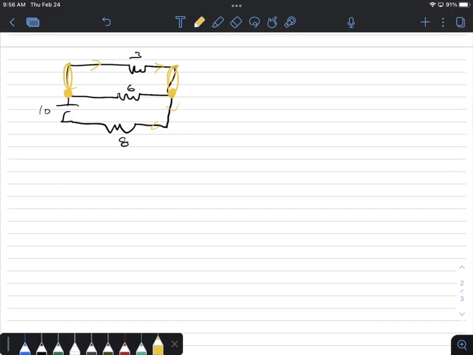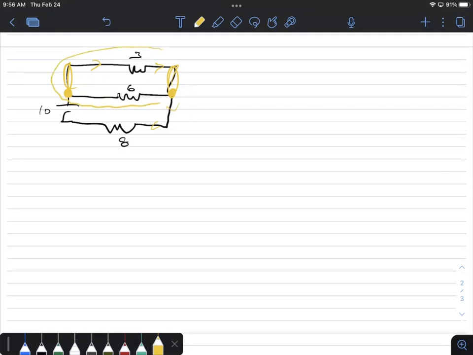And of course, it can avoid the 6. It could go to the 3 and then the 8 and avoid the 6. So the 8 is not in series with the 6, nor is it in parallel with, nor is it in series with the 3. However, whatever's happening with the 3 and the 6 there, whatever the electron does, once it leaves that part, it will hit the 8.